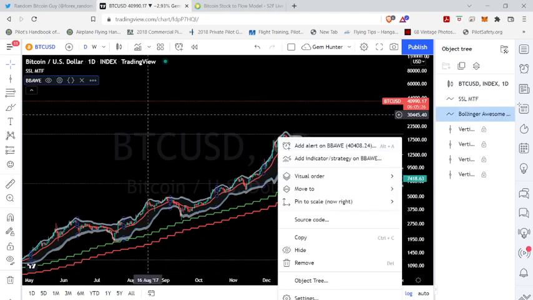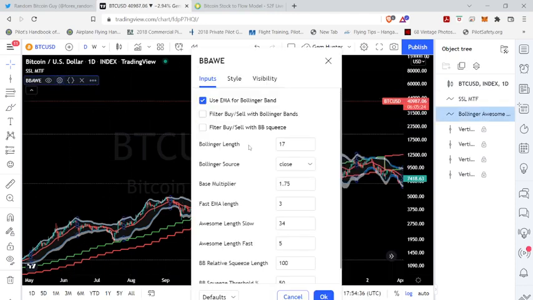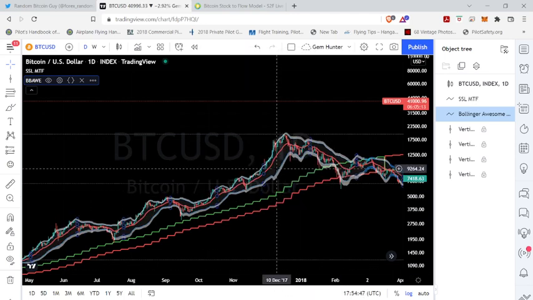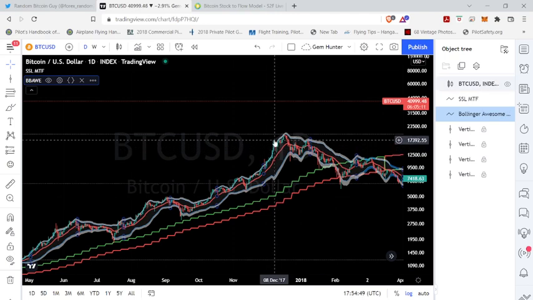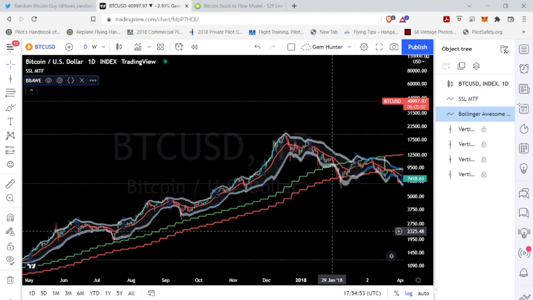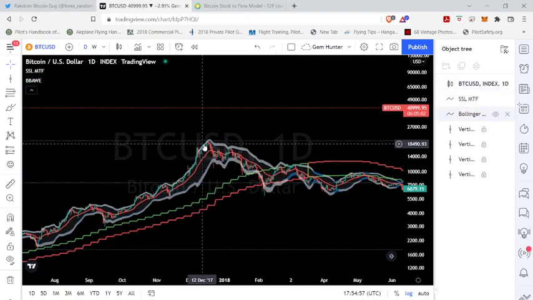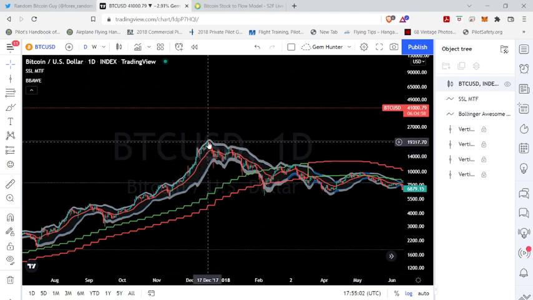And if we go back and put the base multiplier, we cut that back down to 1.5 like I had it before. Squeeze the band a little bit tighter than I normally have it. You can see we wouldn't have been putting money in here. And then we were still putting money in here, but only 25% or less.